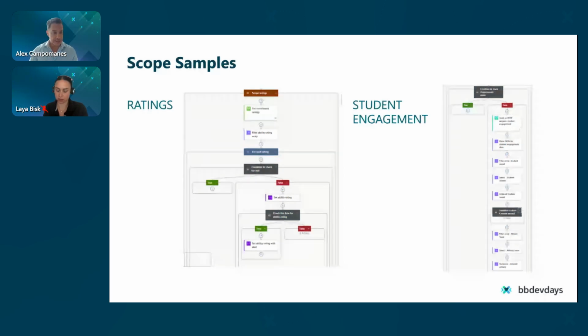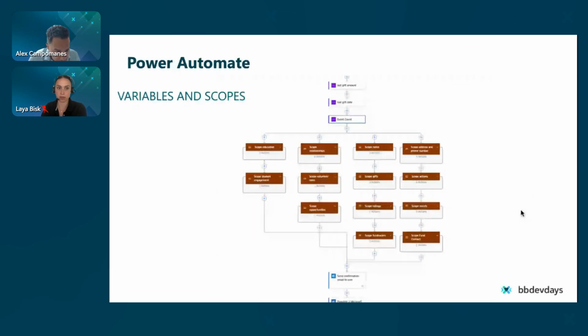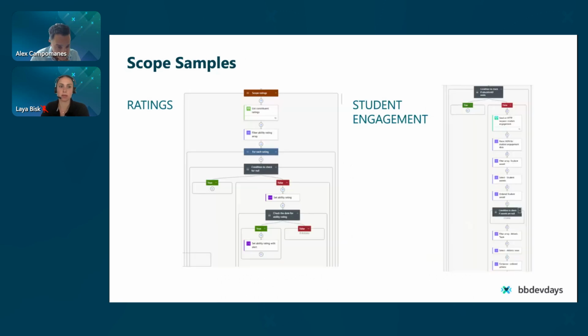Okay, ratings and student engagement. All right, so sorry, if you go back to the first slide. If you look here, you will have a scope for ratings, and then a scope for student engagement. This is what we're drilling into on that subsequent slide. Let's go back into that slide.